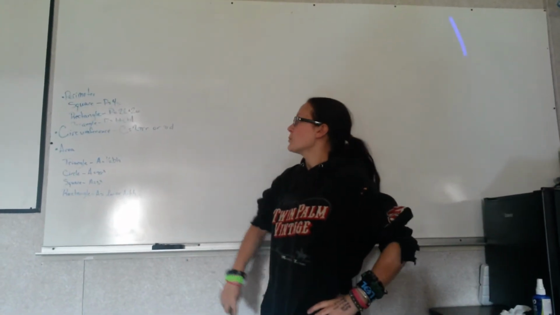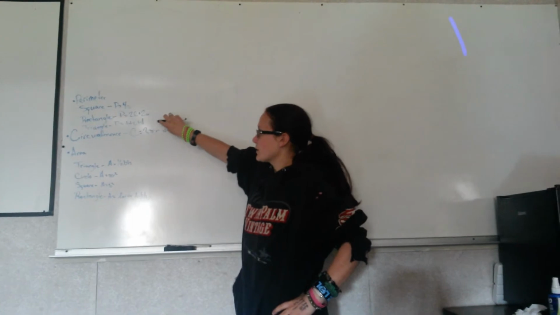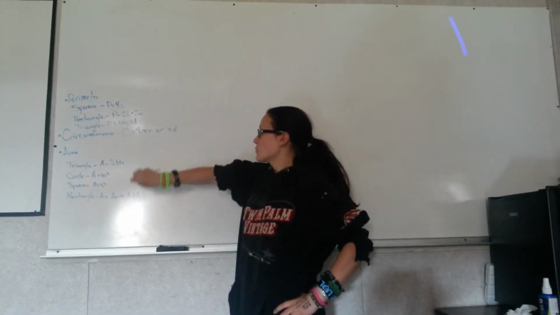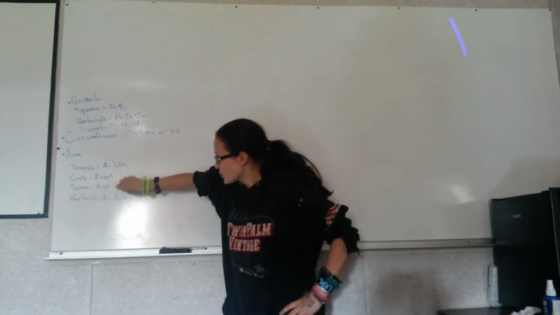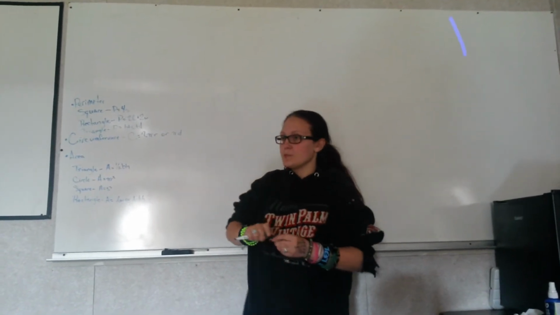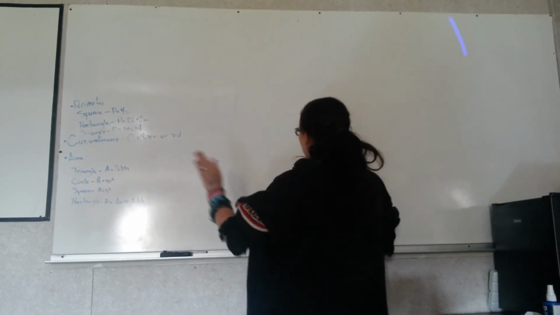Today we will be learning the perimeter of a square, rectangle, triangle, the circumference of a circle, the area of a triangle, circle, square, and rectangle. I'll review the formulas, but that's what they are.